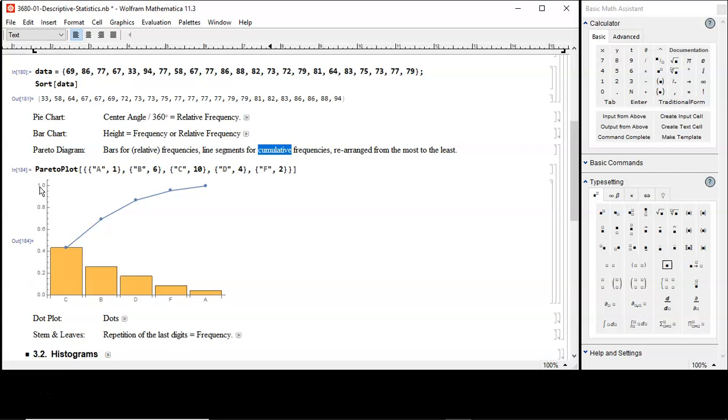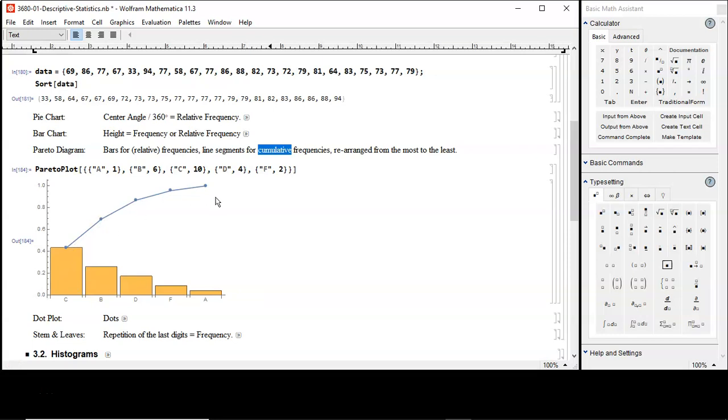Now the Pareto diagram here has two traits. It rearranges rectangles from most populous to least, so it does not work very well with ordinal variables, to tell the truth. For nominal variables, it works well if they are just numbers. But A, B, C, D, F, that's ordinal. Clearly, A is better grade than B, B is better grade than C, and so on. So the rearrangement in most populous to least populous actually distorts that order, so it's not very good in this particular case.